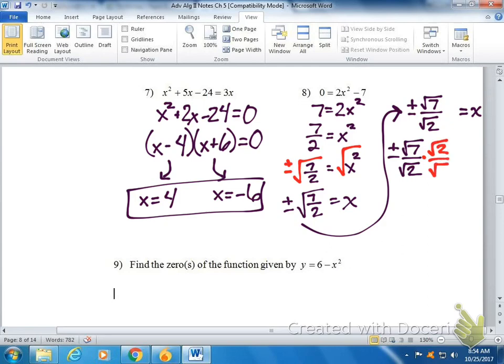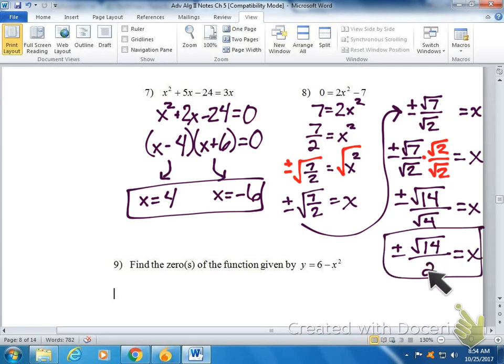It's multiplying by a form of 1 because this is bad math grammar. We can't have a square root in a denominator. So we've got plus or minus square root of 14 over the square root of 4, which becomes plus or minus square root of 14 over 2.